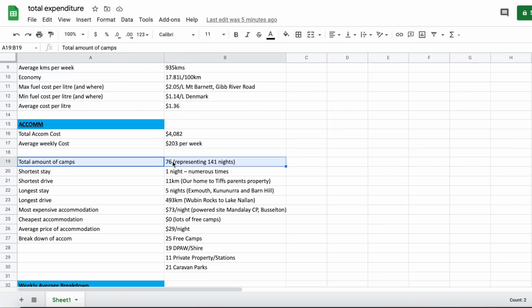So the total amount of camps was 76, so roughly 2 nights in each spot. Our shortest stay was 1 night. I didn't put locations because we did lots of one nights. There were too many to name.